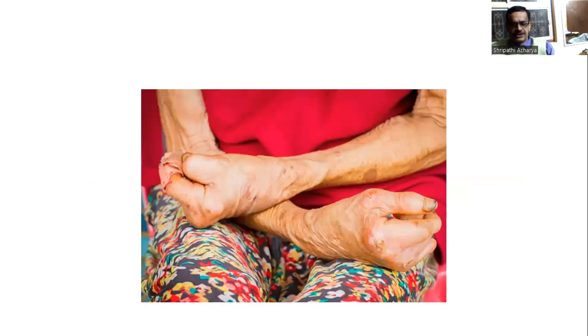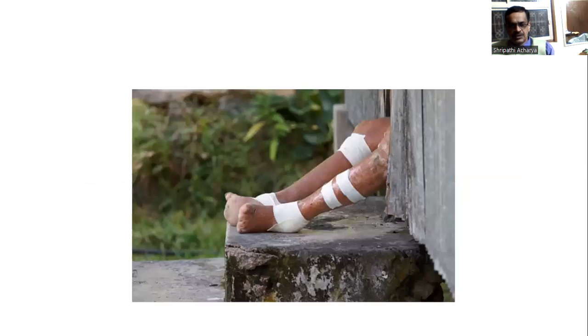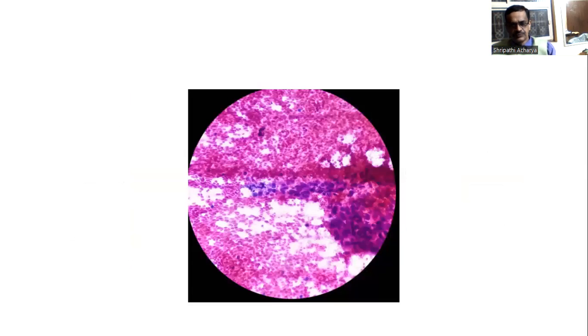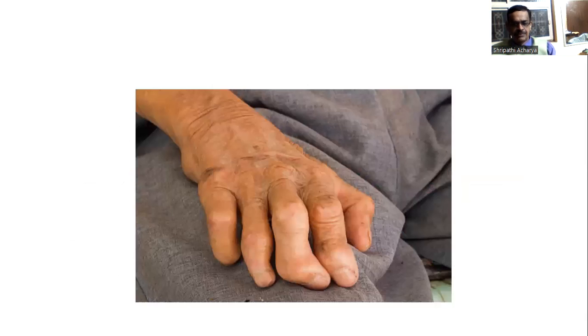Here you see a patient of leprosy. You can see the hands, muscle wasting is there, and the reabsorption of hand fingers. The other patient where chronic non-healing ulcers are seen in the leg. The histology of leprosy. You can see a chronic inflammatory condition. The patient with leprosy, you can see muscle wasting and the reabsorption of the fingers.